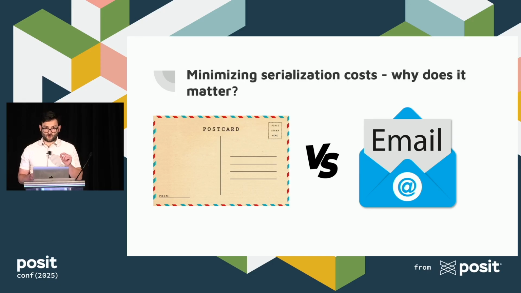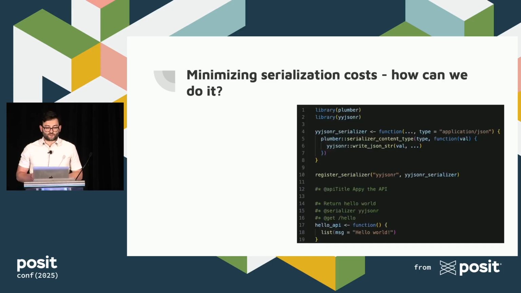We want our serialization costs to be closer to email than to postcards. Because if we do that, we're going to be able to return our responses much faster. If we can return results faster, we're going to be able to handle more requests, things of that sort. So, sounds like a decent deal, good idea. How can we do that?